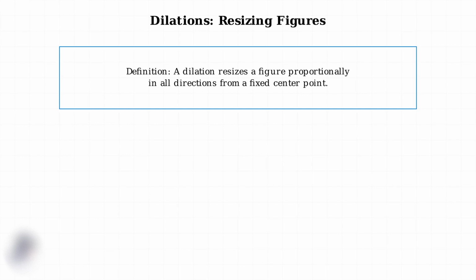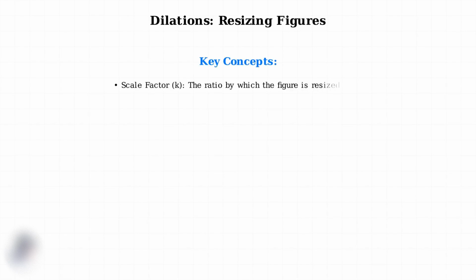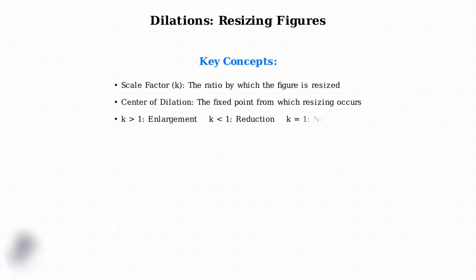This means every part of the figure gets larger or smaller by the same ratio. There are two key concepts in dilations. First, the scale factor, represented by k, determines how much the figure is resized. Second, the center of dilation is the fixed point from which the resizing occurs. When k is greater than 1, we get an enlargement. When k is less than 1, we get a reduction.